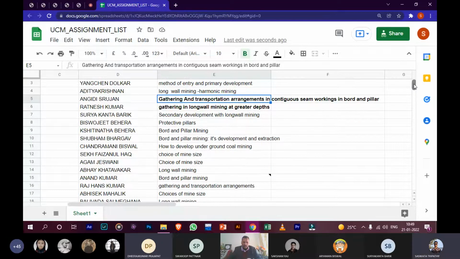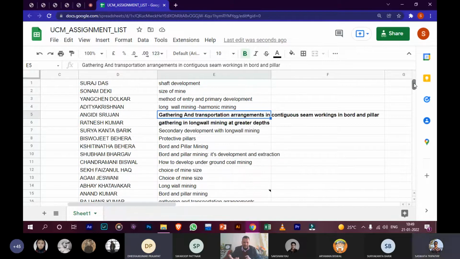Now, before going further, let us take up any doubts. Let them come out. Otherwise, they themselves will be giving topics which are not common. Another person, longwall mining. Where is longwall mining? Abhay, it is written longwall mining. What is that longwall mining you are looking for?